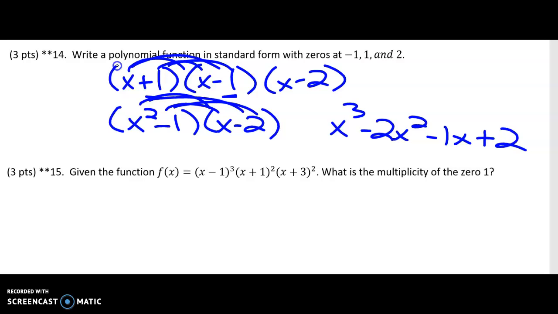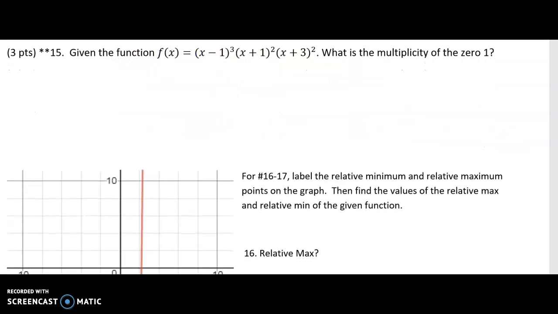All right, number 15. It asks specifically about the 0, 1. So first off, let's just talk about what the zeros are. To get the zeros, we just look at the parentheses. Remember, we got to think opposite. So here, my first set of parentheses, I get x equals a positive 1. My second set of parentheses, my 0 is going to be negative 1, and then the third set of parentheses, my 0 is going to be negative 3. To figure out what the multiplicity is, because that's what it's asking, remember, that's how many times the 0 actually shows up. To get that information, I look at the exponent.